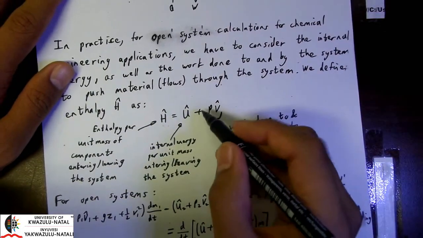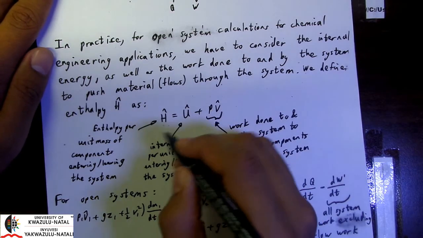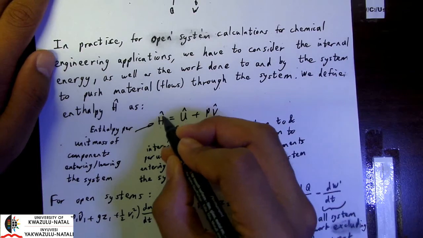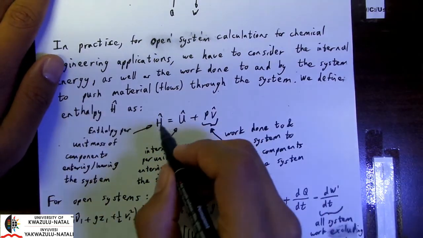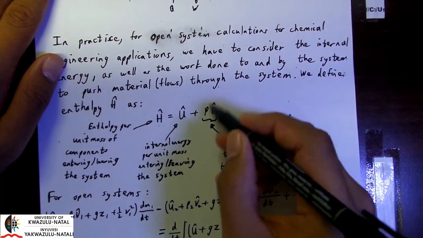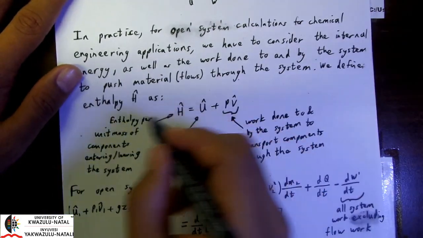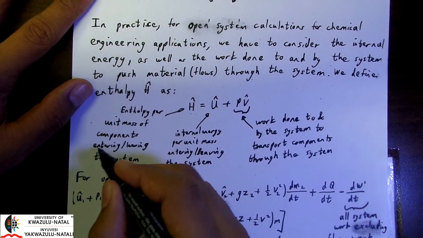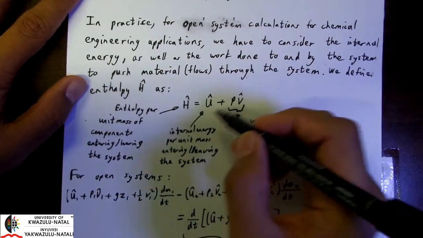And for this reason, we can actually group up these terms into an enthalpy term. As you may notice, all of these things have a little cap there, and this is to denote specific. So we have specific enthalpy, specific internal energy, and specific volume. By specific I mean that we are talking about the enthalpy per unit mass of components entering or leaving the system. So it's an enthalpy per unit mass.